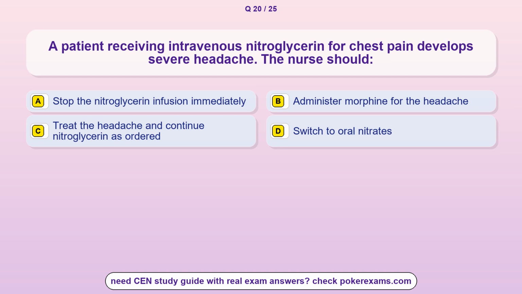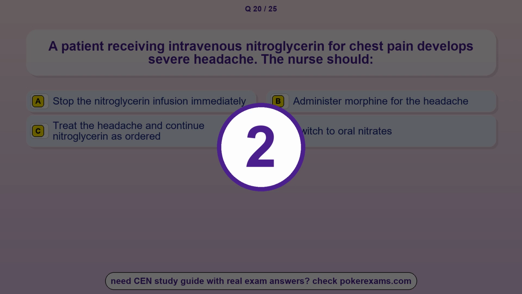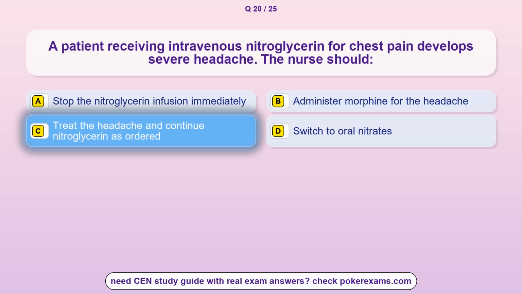Question 20. A patient receiving intravenous nitroglycerin for chest pain develops severe headache. The nurse should option A, stop the nitroglycerin infusion immediately. Option B, administer morphine for the headache. Option C, treat the headache and continue nitroglycerin as ordered. Option D, switch to oral nitrates. The correct answer is option C, treat the headache and continue nitroglycerin as ordered.